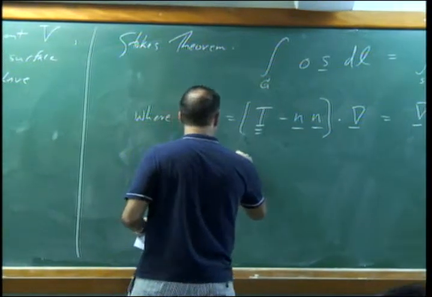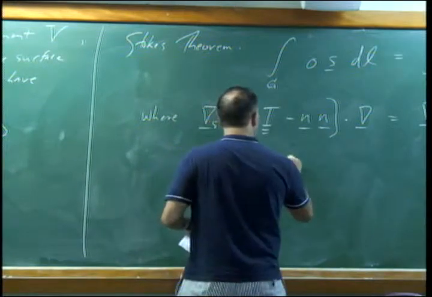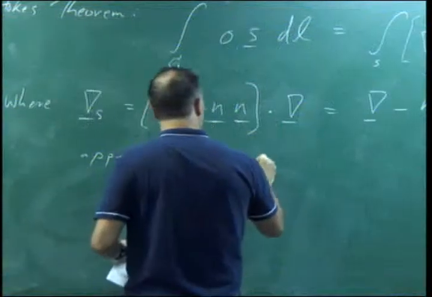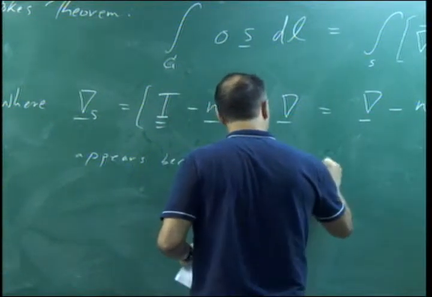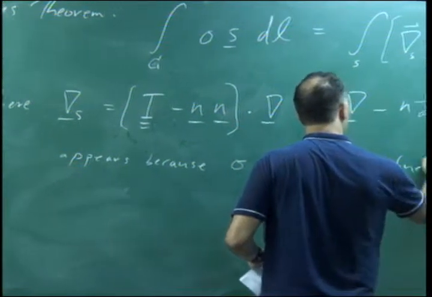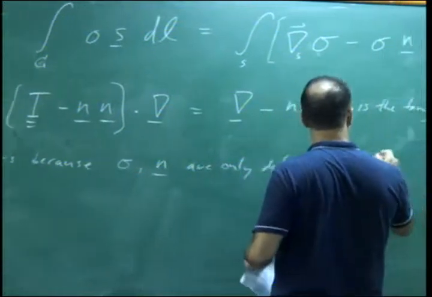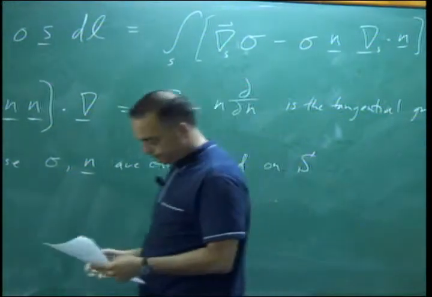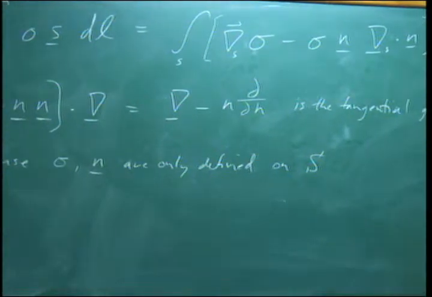this again appears because surface tension and the normal are only defined on the surface S. Okay, so we thus have the surface force balance.